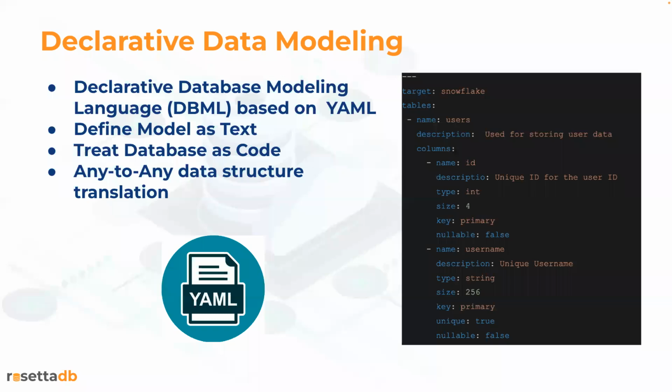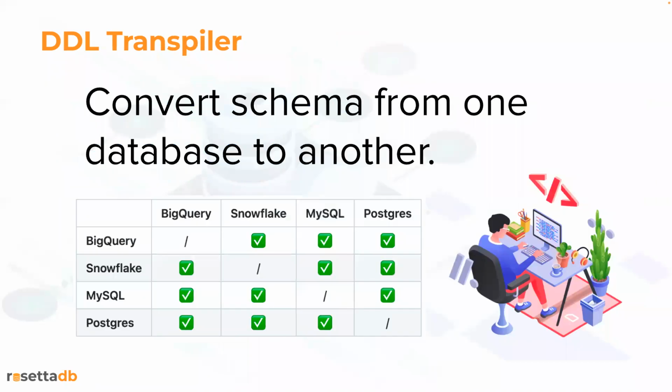How that DBML and that YAML format looks, we already have in this slide. Here we see an example of a simple table named user, which has an ID and a username. We see only 2 columns there, but in a similar format, with a single YAML file, we can represent the whole schema of a database, regardless of the number of tables and columns inside. So this is one of the core functionalities that RosettaDB is offering, and it enables declarative database modeling by using YAML, and it allows you to treat your database as code.